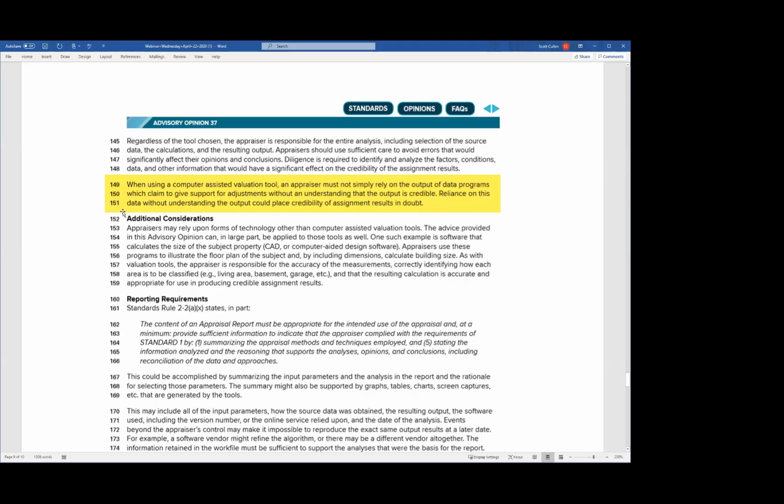Reliance on this data without understanding the output could place credibility of assignment results in doubt. Now, I think that applies to people who blindly use regression programs, because regression results are not in the same categories as our grid, right? And it's typical for multivariable regression to roll 3 different things into one number. And those 3 things are bath count, bedroom count, and size.